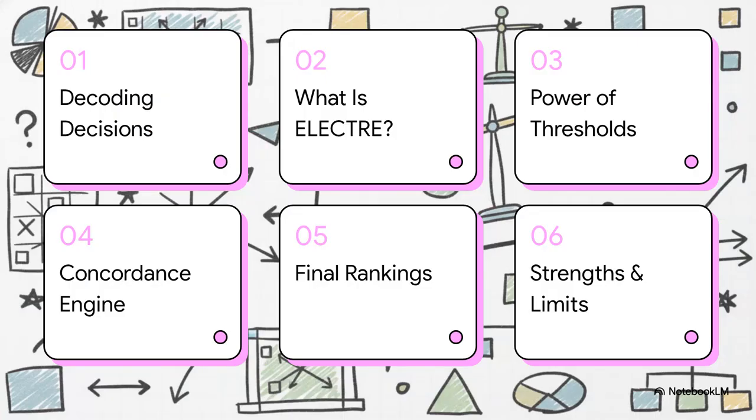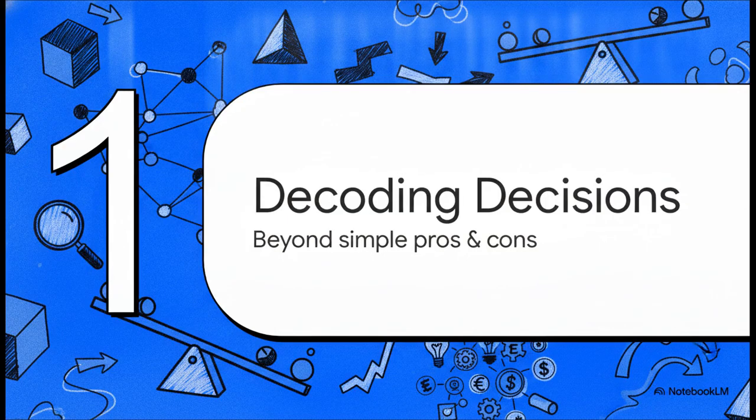Here is our roadmap for this explainer. We'll start by decoding complex decisions, define exactly what ELECTRE is, explore the power of thresholds, unpack concordance and discordance, look at distillation and final rankings, and finally, weigh its strengths and limitations. All right, let's kick things off with Section 1. Decoding complex decisions, moving beyond simple pros and cons.